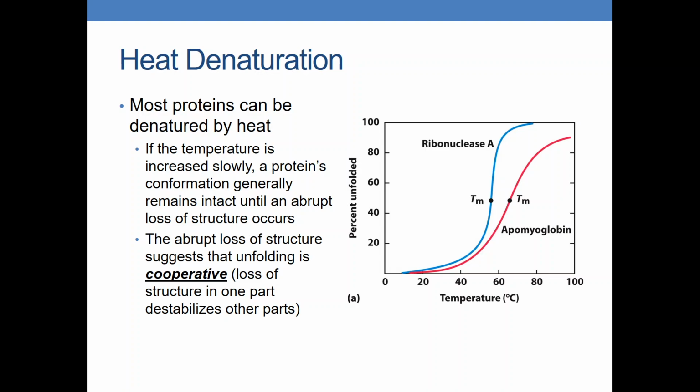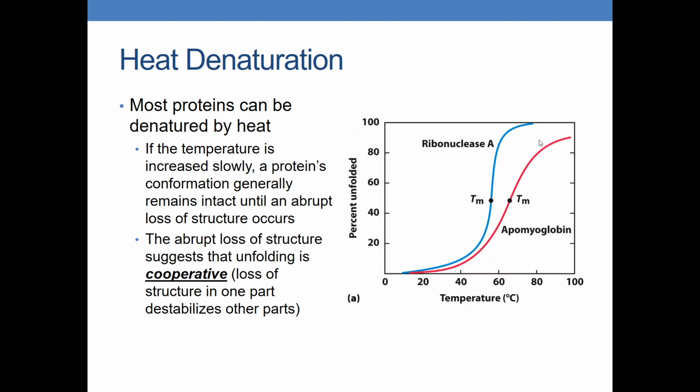Well, what that means is if I disrupt structure in one part of my protein, that ultimately destabilizes other parts of my protein. And so this is, in essence, an all or none event. It's like a domino effect. If I disrupt structure at one part of my protein, that is a domino effect that destabilizes the rest of my protein, and so it just all sort of falls apart at one point.